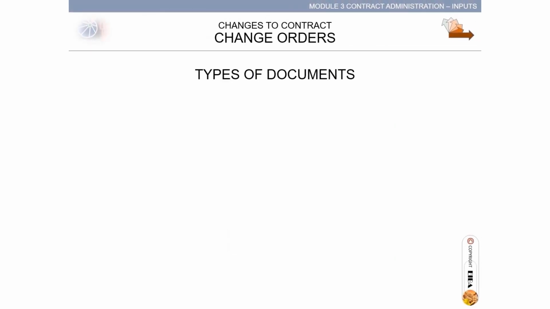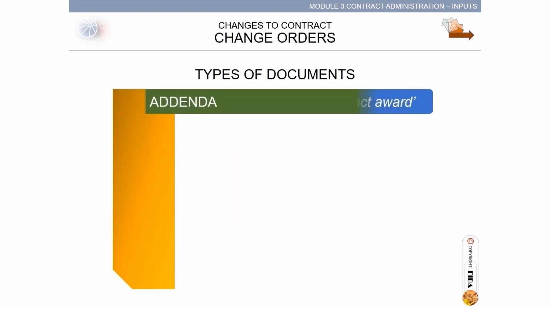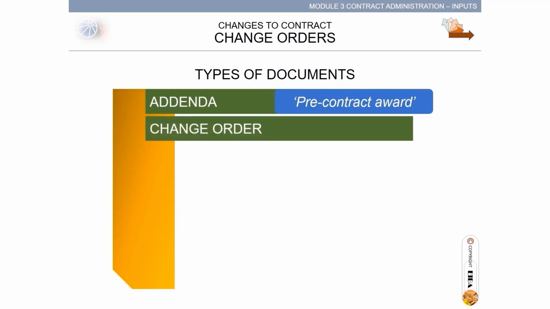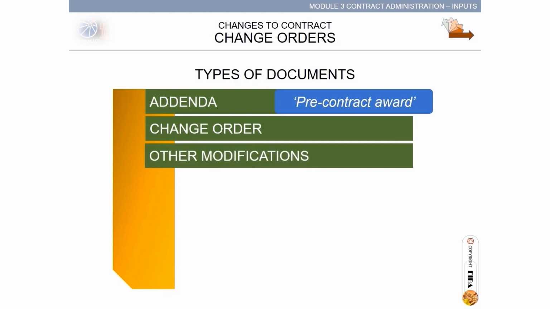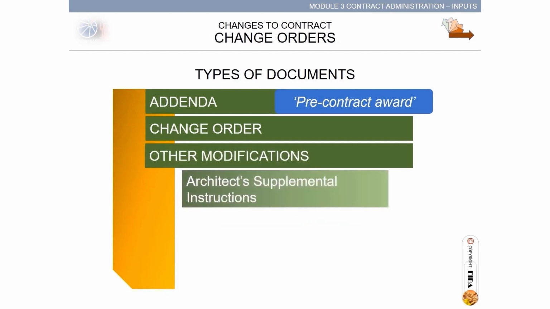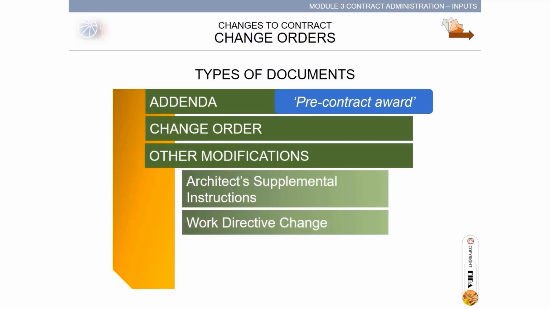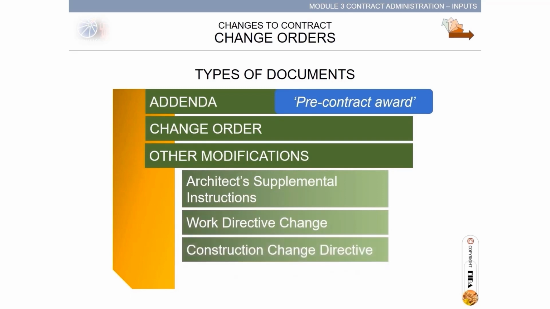The types of documents related to changes to contract are addenda, pre-contract award changes at the bidding stage that must be incorporated to the contract. Change order after the contract is signed. Other modifications such as architect's supplemental instructions, work directive change, construction change directive, field order.